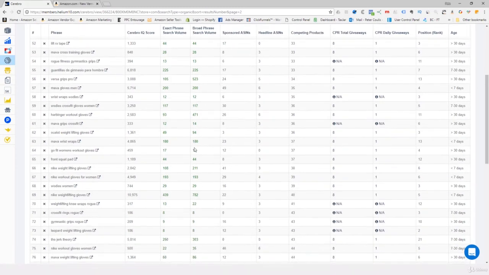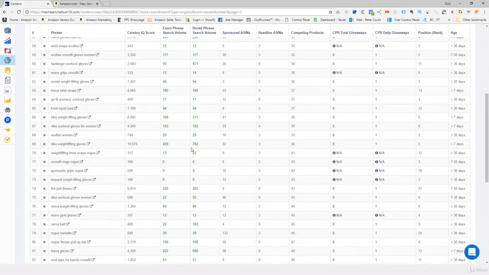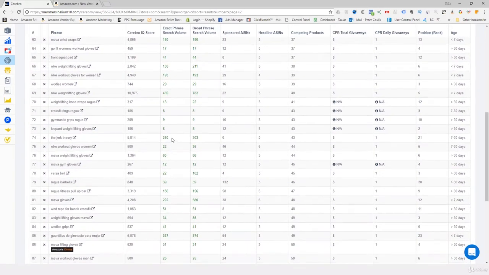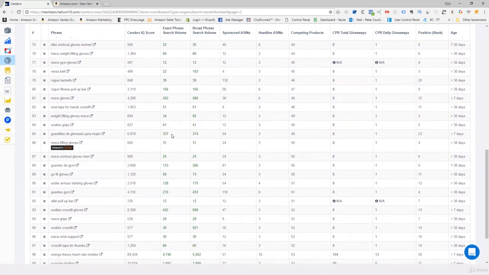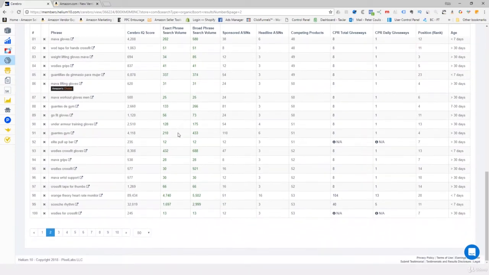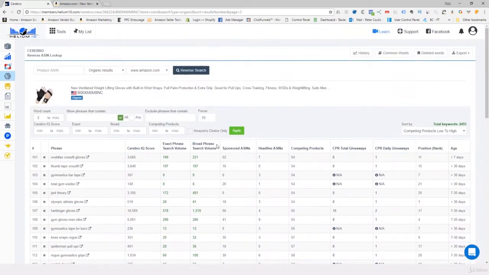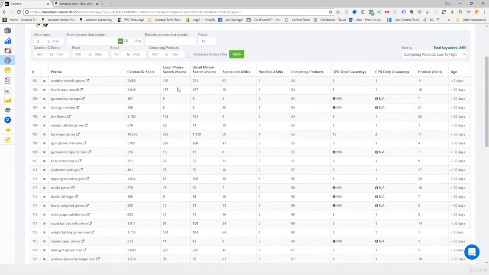Let's keep going down and try to find another, shall we? Here's Nike. I'm going to stay away from that. Some of the keywords will be totally irrelevant. Here's another Spanish keyword, 337. Very few competing products, 49 competing products. Money keyword right here. Let's keep going. Orange Theory heart monitor, interesting. Okay, let's just keep going. Let's do one more page. I think you guys pretty much get the gist of where I'm going.